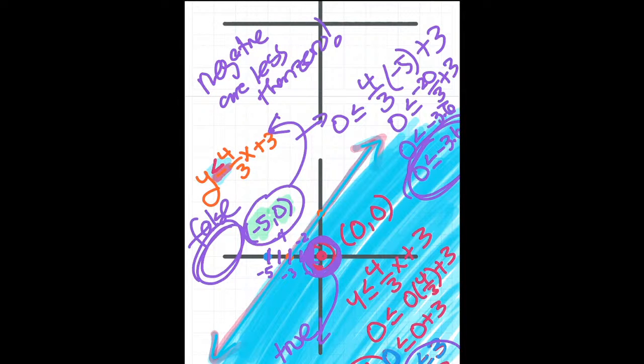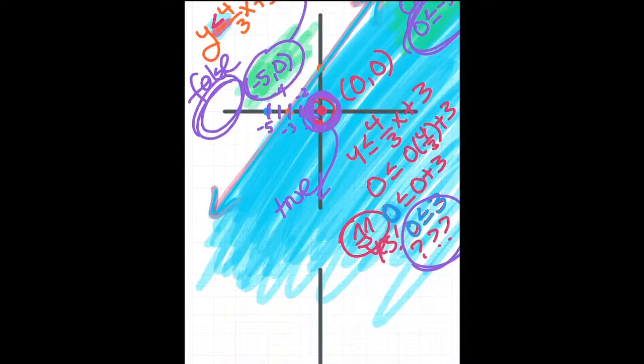Put it inside the equation and see what happens. We did it here and showed that it was false. This was impossible. And we did it here and showed that this was true. It has to be true. That's how you know your answer is right.